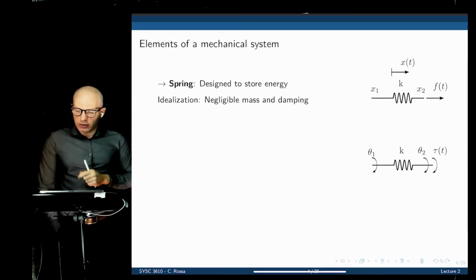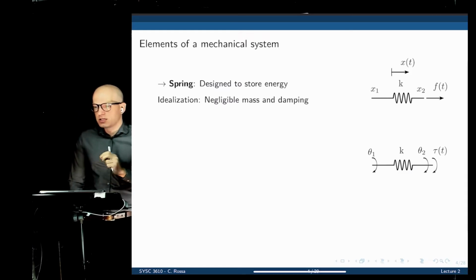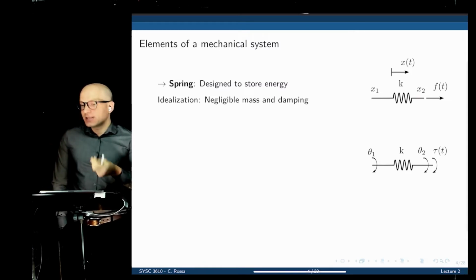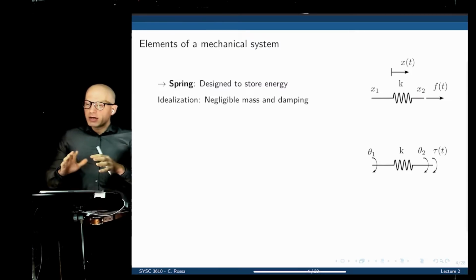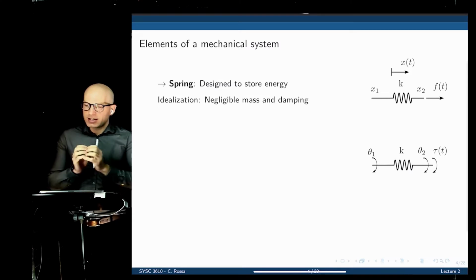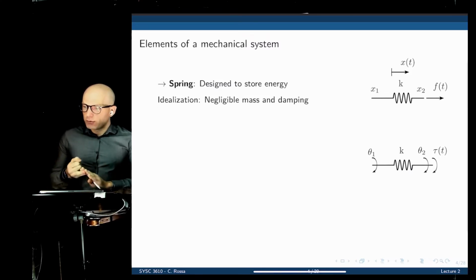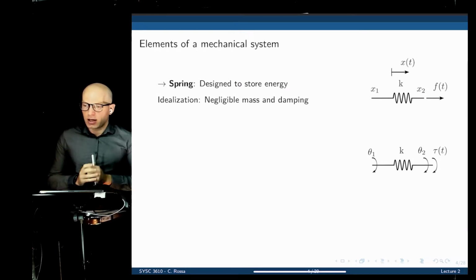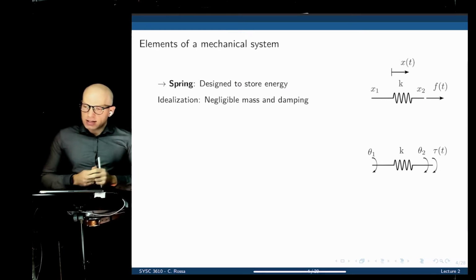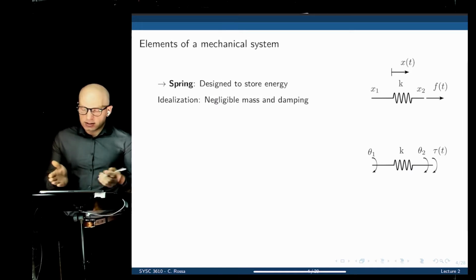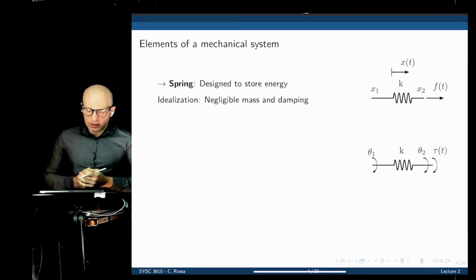So let's start with our first element here, a spring. A spring is a system that is designed to store energy. We're going to make an ideal assumption about this spring. It's an ideal spring. It has no mass and it has no friction. It's simply an elastic element. A spring has a coefficient that gives the ratio between deformation and force. That's K, the stiffness constant.